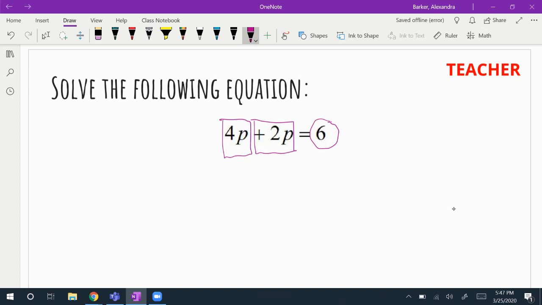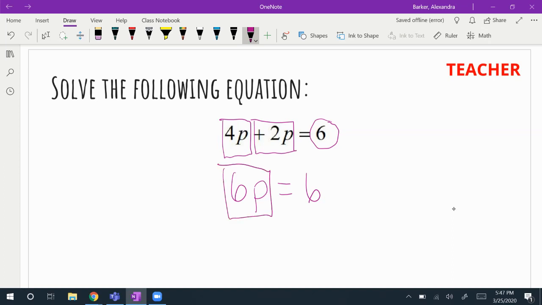So I just need to think, okay, what is 4p plus 2p? Well, if I have 4 ponies and I add 2 more ponies to that set, I have 6 ponies. So 6p. Then I just bring down my equal sign. I haven't touched that 6, so I'm just going to bring it down right next to that.